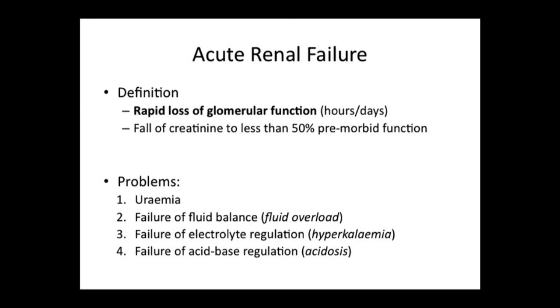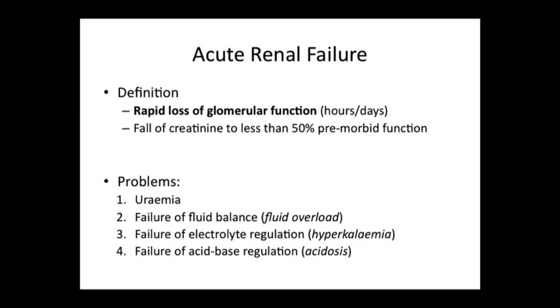So what's the problem with your kidneys failing? There are 4 problems with the kidneys failing. One of them is uremia. One of the key things that the kidneys excrete is urea, which is a product of nitrogenous metabolism. And you have to get rid of your urea to maintain homeostasis.